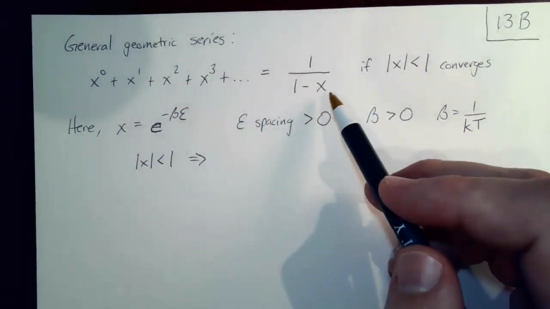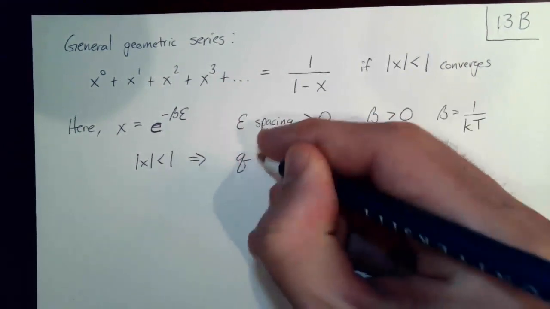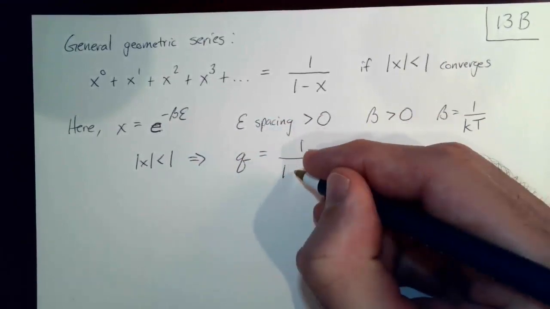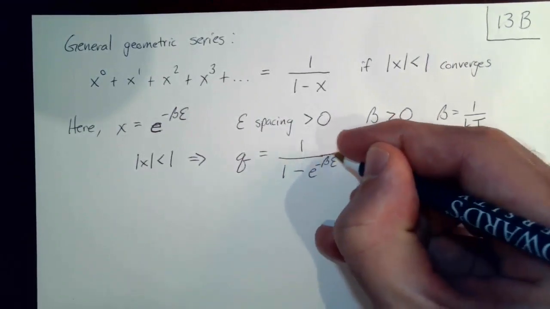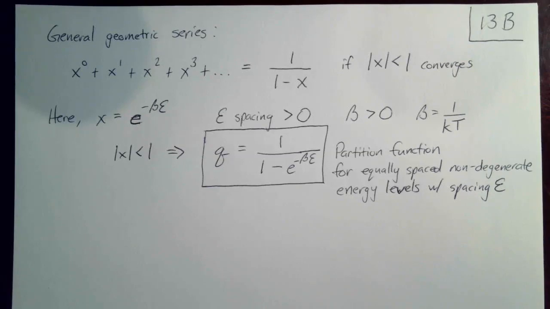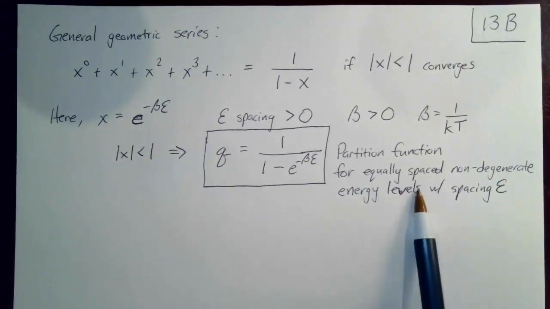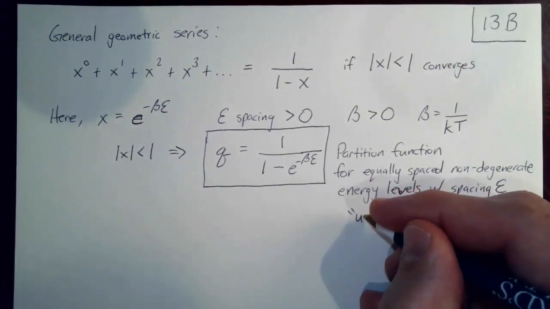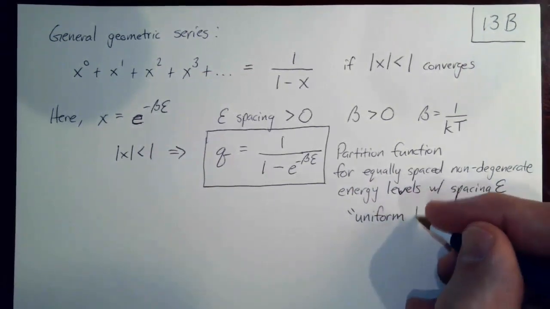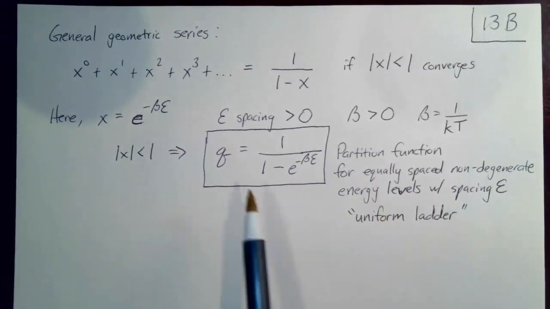So I can use this to calculate the sum of the geometric series that I wrote down. So q then is 1 over 1 minus, and x was this, e to the minus beta epsilon. So this is the formula for the partition function for the case of equally spaced non-degenerate energy levels that are spaced with energy spacing epsilon. And in your book, they call this the uniform ladder, because the energy levels look like a ladder with rungs that are equally spaced. And so this is the uniform ladder partition function.